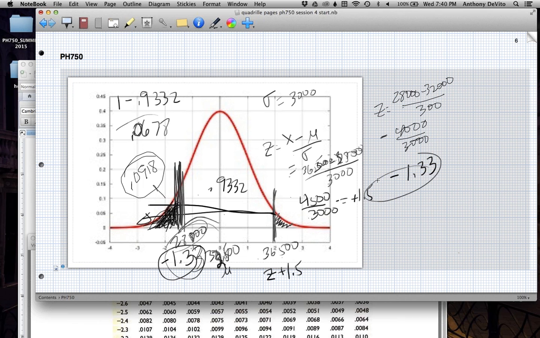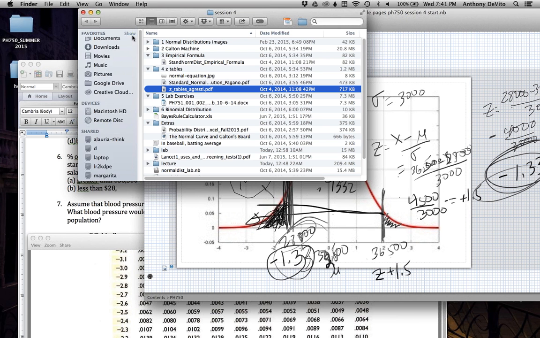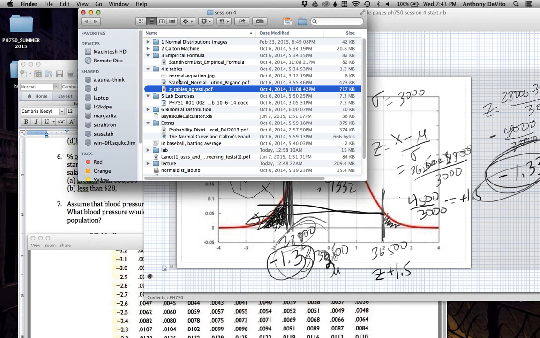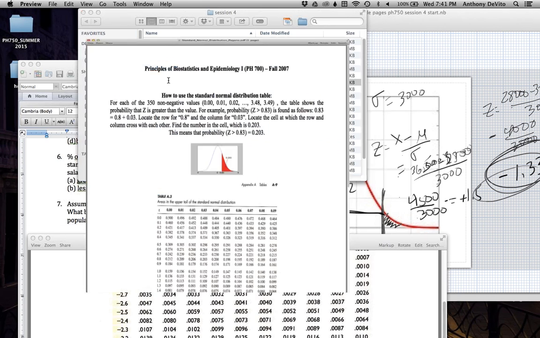Wherever, here it is right here, negative 1.3. That's the z-score I was dealing with. Okay, now you've got to be a little bit careful because you're going to run across other z-tables in your life as a statistician. For instance, let me see what this one looks like.